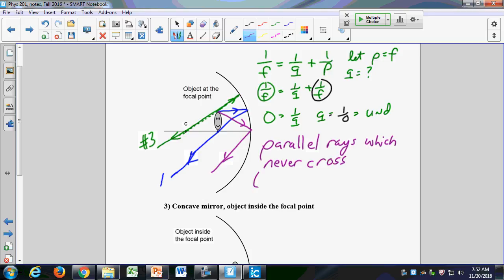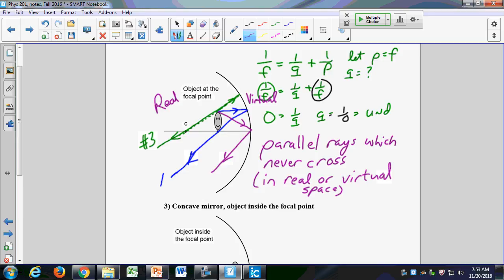All right, I'm going to add a little further explanation. You might not know what it means right now, but you will in the next one. They never cross in real or virtual space. This is real space over here, and this is virtual space over here. They're never going to cross on this side because they're always parallel. And if I trace them back on this side, they're also never going to cross on that side either.